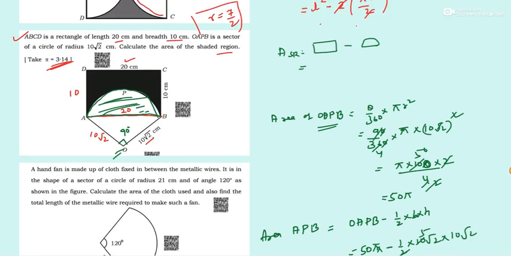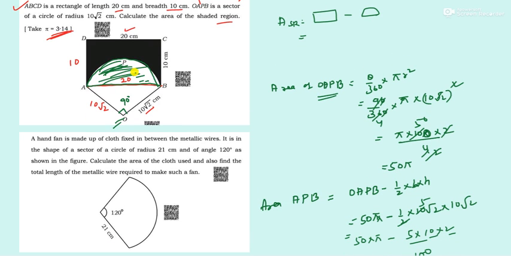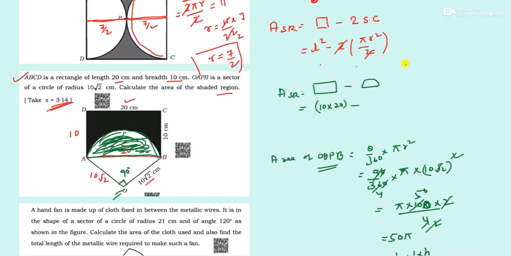So this is area of only this figure, correct? This you can say semicircle. Now subtract here. So this is 10 into 20 minus, how much you got that? 57, isn't it? So this is 200 minus 57, which is equal to 143 centimeter square. That's all.